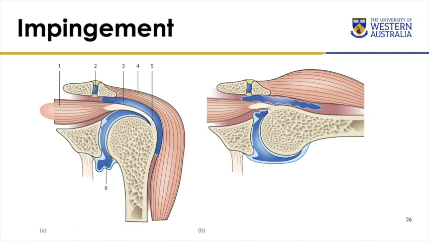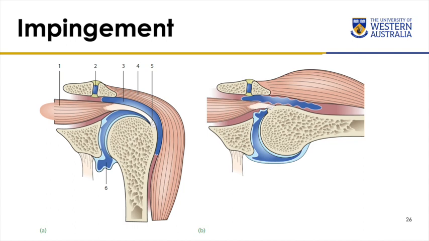Number 1 is the supraspinatus muscle, which becomes the supraspinatus tendon, number 5. 2 is the AC joint. 3, the subdeltoid bursa. 4 is the deltoid muscle. You can see there's very little space for the bursa and tendon as the shoulder goes into abduction, so any bony prominence or spur on the acromion is likely to cause pain.